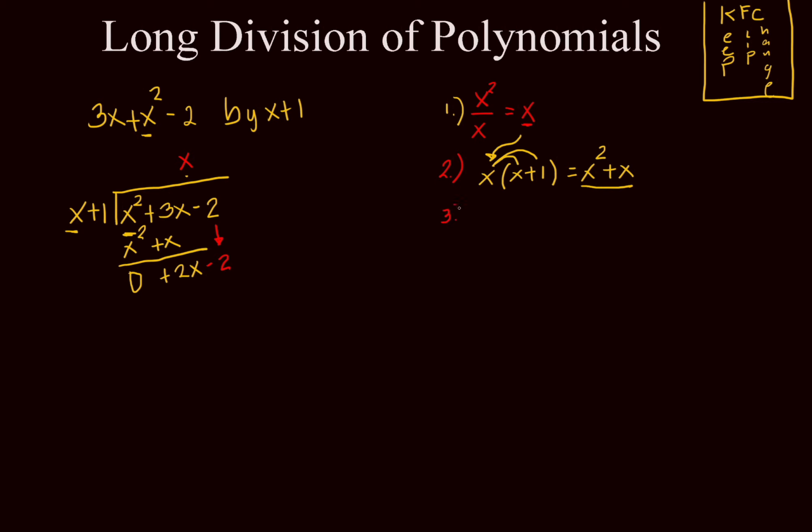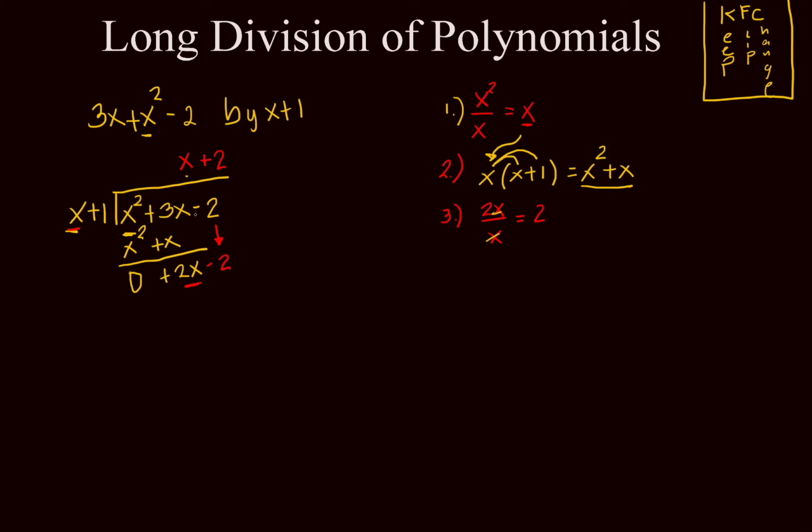So this will now become our first term. We're now going to divide our first term, 2x, by the first term of our divisor. That will just give us 2x over x. We can just cancel out the x, and that will just give us a quotient of 2. So where do we place our 2? We're going to place our 2 on top of our negative 2.